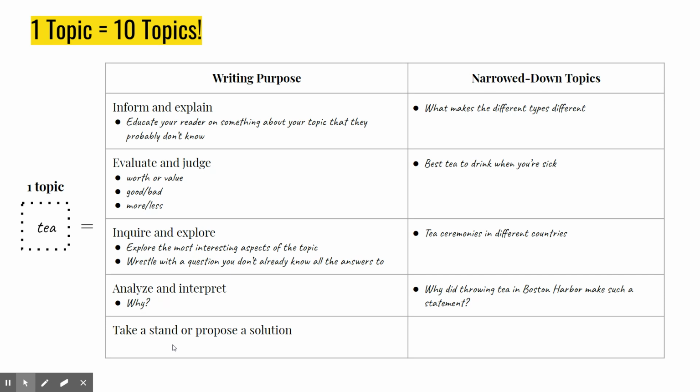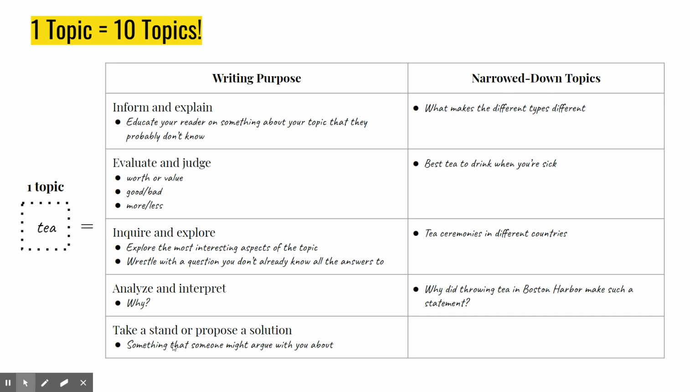The final purpose for writing is to take a stand or propose a solution, which means arguing something that a reasonable person might disagree with you about. If my topic was education, I might argue in favor of forgiving student loans. If my topic was movies, I could propose a plan for reducing film pirating. For my topic, tea, I'm going to be honest, I don't really have anything that fits in this writing category off the top of my head, which conveniently brings me to my next point.